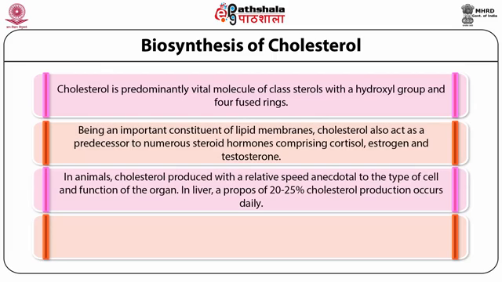In animals, cholesterol is produced with a relative speed according to the type of cell and function of the organ. In liver, approximately 20 to 25% of cholesterol production occurs every day.